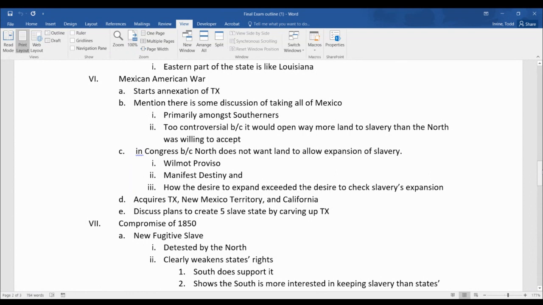Right? You can also note that they planned to carve up Texas into several states, which would, of course, have created 10 instead of just 2 Senate seats for the South.